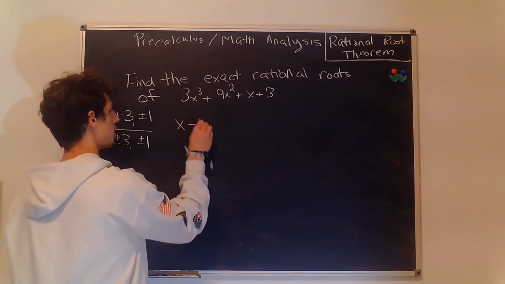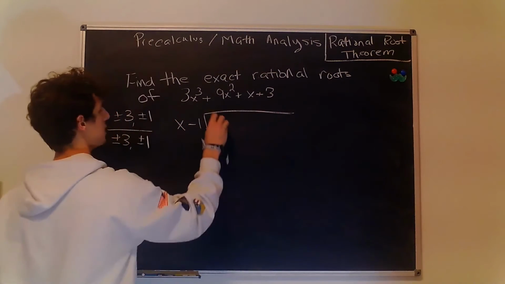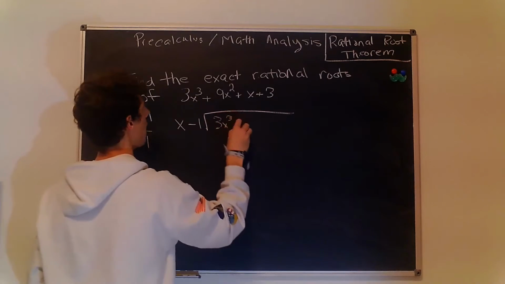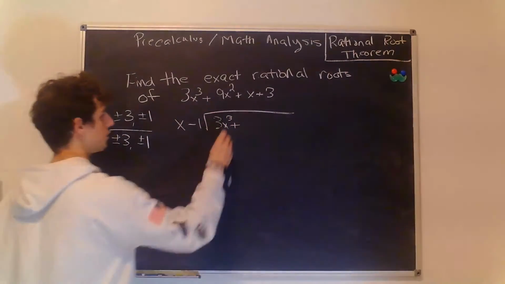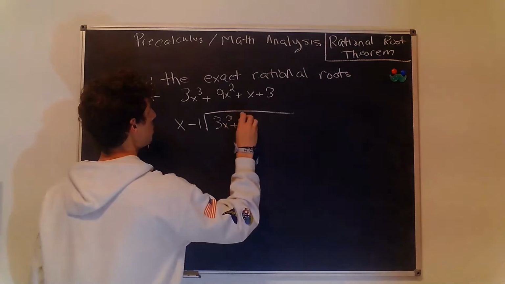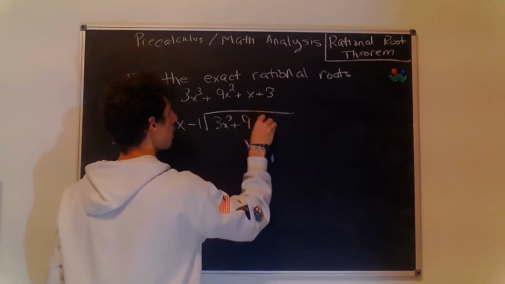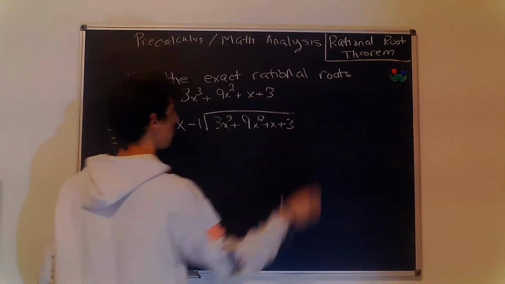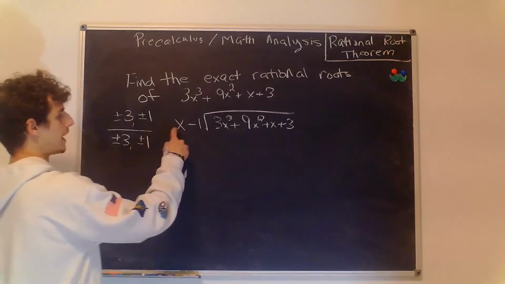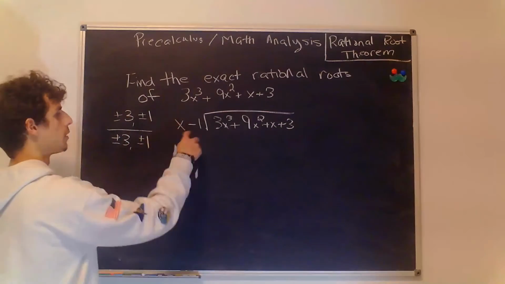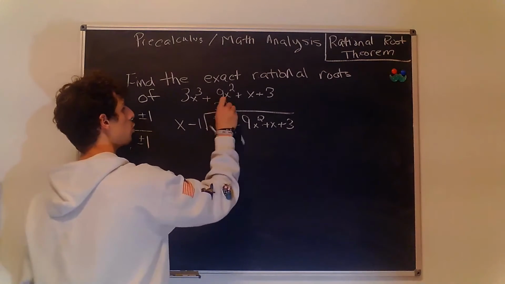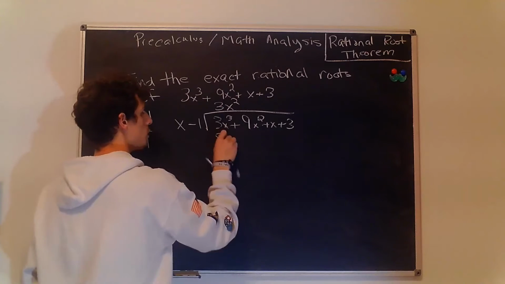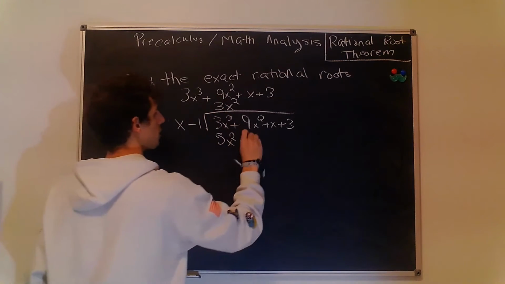So we'll have x minus 1, and we'll test it using long division because that's my favorite method, but then we'll test x plus 1 here with synthetic division. So we write 3x cubed plus 9x squared plus x plus 3, like that. And again, we'll do some long division here. What do we need to multiply x by to get 3x cubed? That'll be 3x squared.